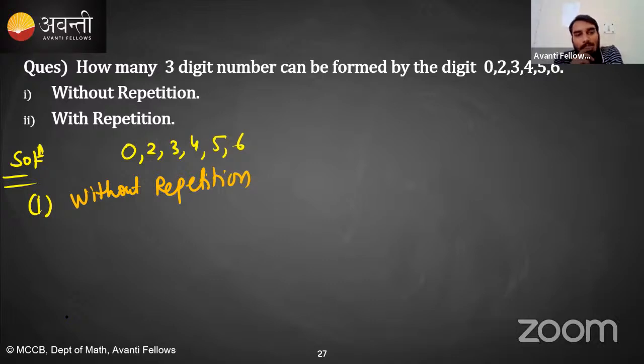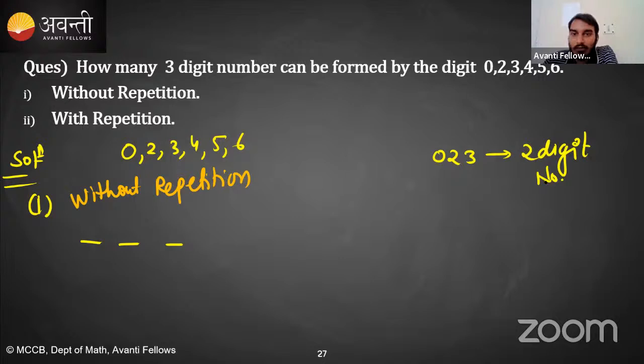What are the ways? Anybody? See, we have to make a 3-digit number. Yes or no? Now, tell me students, 0, 2, 3 is not a 3-digit number, okay? This is a 2-digit number.